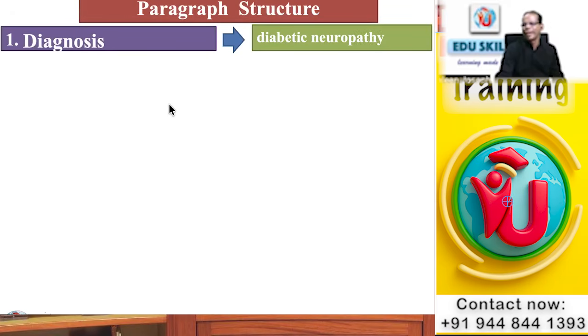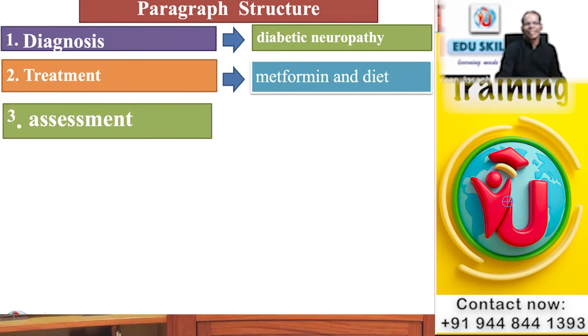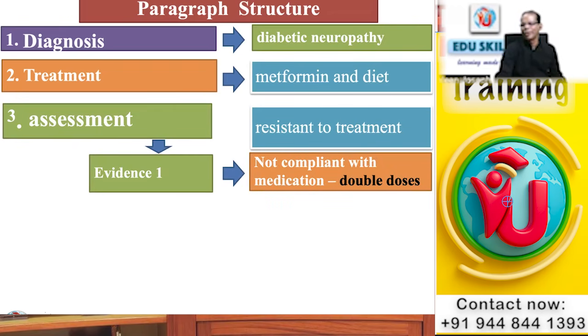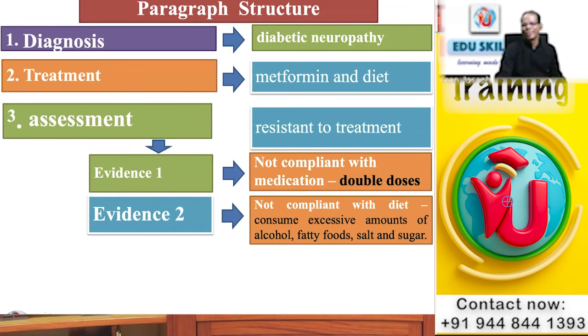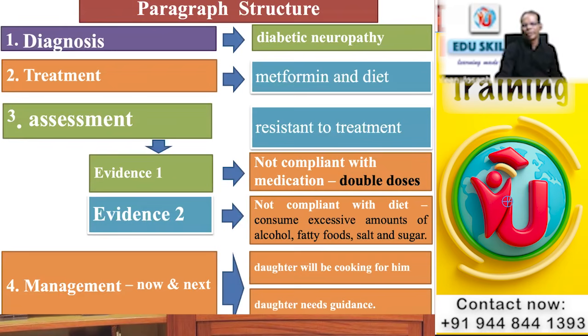Diagnosis, diabetic neuropathy. What all things are given in this small paragraph? Treatment, metformin and diet. Assessment, resistant to treatment. Evidence, not compliant with medication, double doses. Evidence 2, not compliant with diet, consume excessive amounts of alcohol, fatty foods, salt and sugar. Management, now and next, daughter will be cooking for him. She needs guidance. How beautifully the paragraph can be constructed.